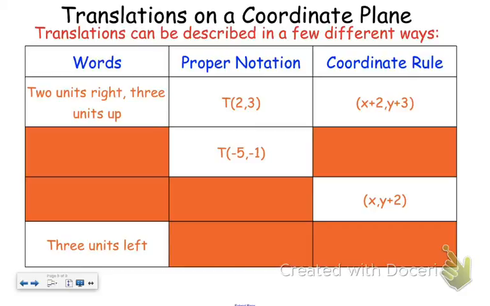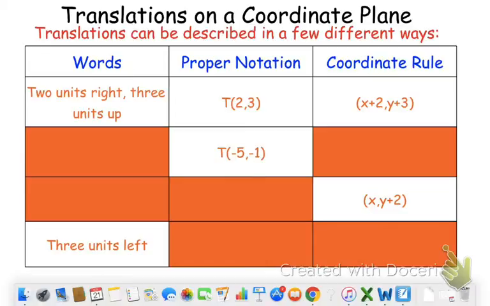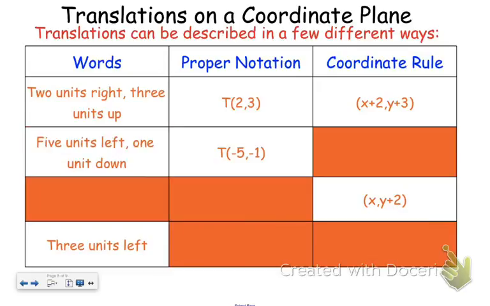So the remainder of our table is given to us with certain examples. In the second row, we're given the proper notation using a capital T for translation. Since we have a -5 in our x value, this would indicate that we are moving to the left 5 units. Since we have a -1 in our y value, this indicates that we are moving down 1 unit. So in word form, we would say that we are moving 5 units to the left and 1 unit down.